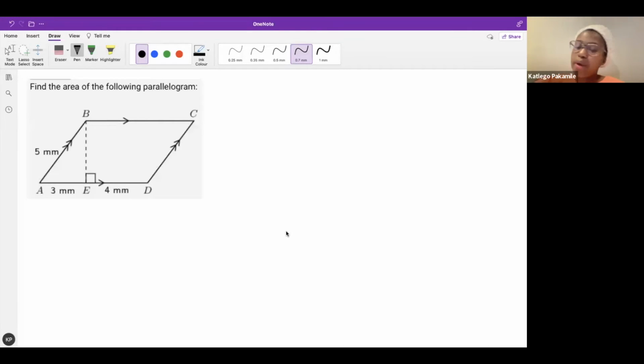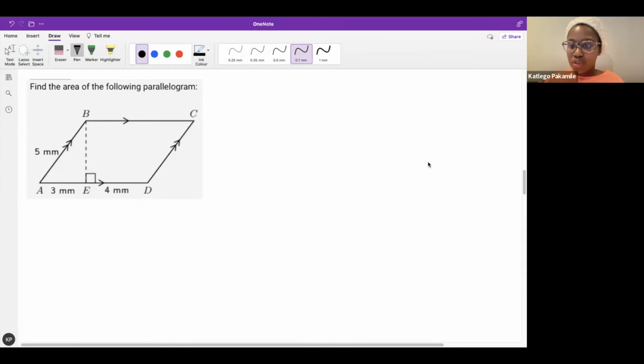Okay. Base times perpendicular height. Once again, do we have our perpendicular height? There we go. Abu knew it before I even asked. Pythagoras. Okay, let's do it. So we are in triangle ABE. I want to see if you guys remember to add the correct sides.